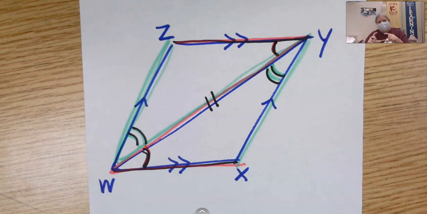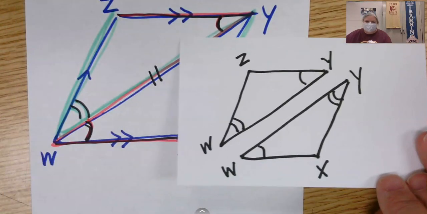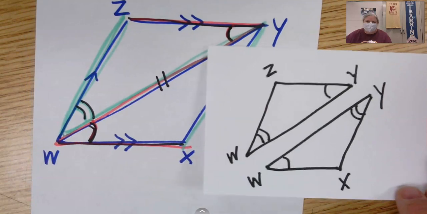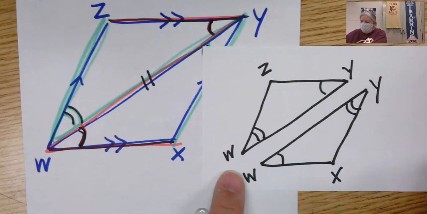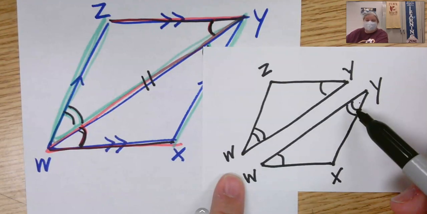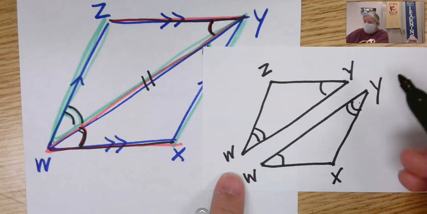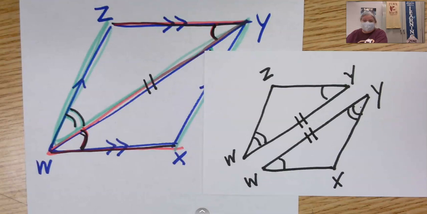Remember, when they are linked like this, if you're having trouble seeing it, you can always draw them sort of pulled apart, like so. And sometimes that can make it a little bit clearer what's going on in terms of things that are congruent. So WY is in both triangles. And of course, WY is congruent to itself. Everything is congruent to itself by the reflexive property. So I'm going to say that is a pair of congruent sides.